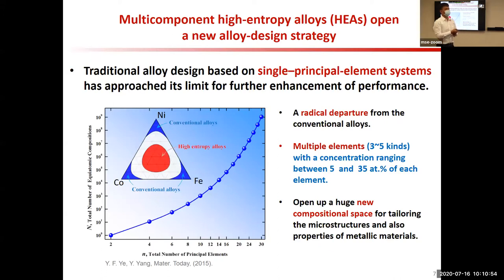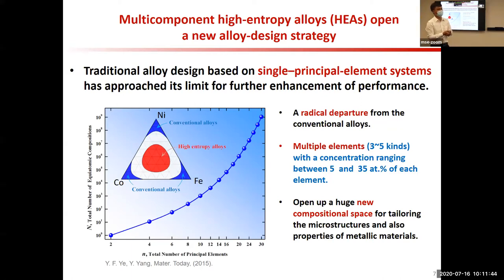We notice that the conventional alloy design is actually based on a single principal element system, like the iron in the steel and the aluminum in the aluminum-based alloys. So this approach is limited for further enhancement of the performance of the materials. And the high entropy alloy, the multi-component system, opens a new alloy design strategy. From this figure, we can see clearly that the conventional alloys stand in the corner of the phase diagram, and for the high entropy alloy, the composition standing in the central region of the phase diagram is a newly developed composition space.